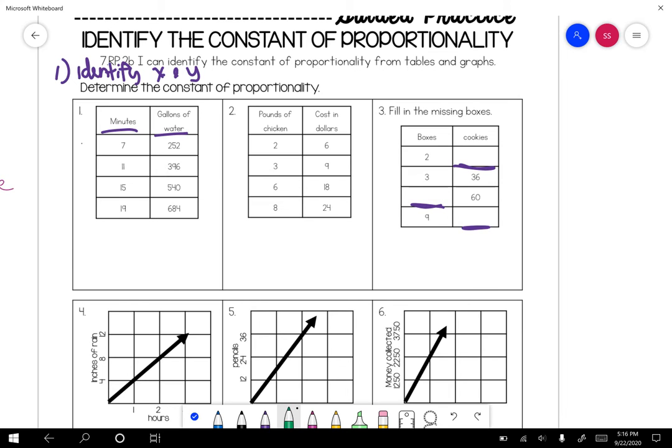So after you identify the x and y variables, I do get distracted and go off on tangents a lot in class. So welcome to the tangents of Miss Monson.